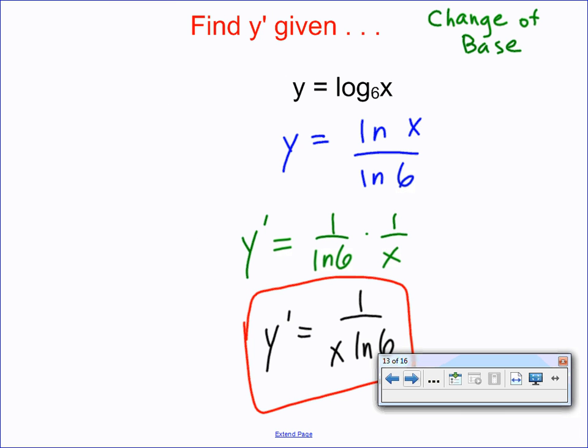So where does the change of base come from? Well, it's back to our definition of natural log. Jake told us that if y equals log base 6 of x, then 6 to the y equals x, and we want to rewrite this as y equals ln of x over ln of 6.